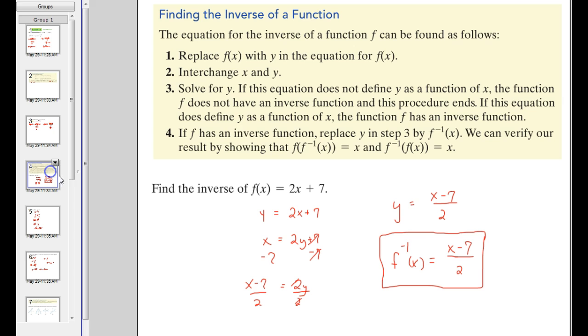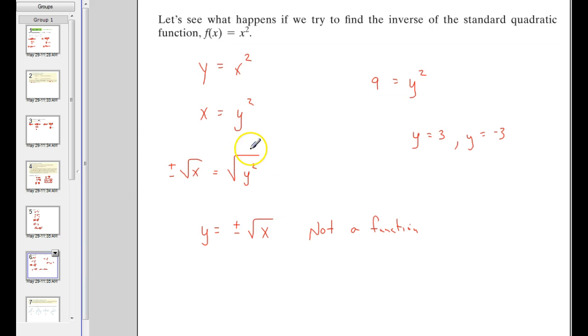And if you look right here, if the equation does not define y as a function of x, and it doesn't, we're getting two y's for an x, the function f does not have an inverse, and the procedure ends. There is no inverse function for y equals x squared. Now you may think, doesn't y equals the square root of x undo squaring? Only if you start with a positive number. So this isn't a function, so that means that x squared doesn't have an inverse function on its entire domain.